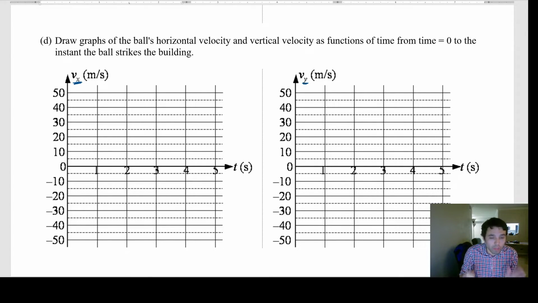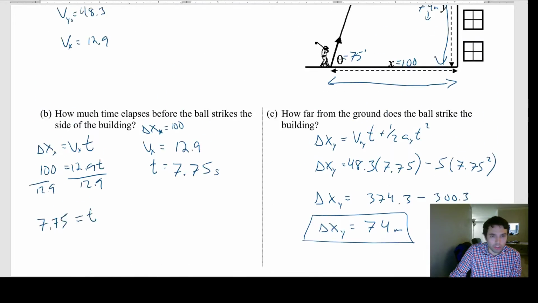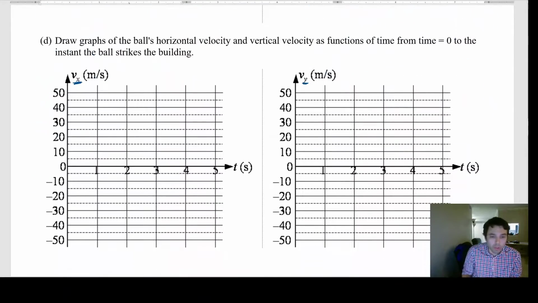So horizontal velocity does not change, right? It is constant because there's no acceleration in the horizontal direction. So what was my horizontal velocity? It was 13, right? 12.9, so basically 13. So how would the graph look? Well, it starts at 13, and it's 13 the entire time. I cannot draw straight lines. You get the idea. Pretty straight, okay?